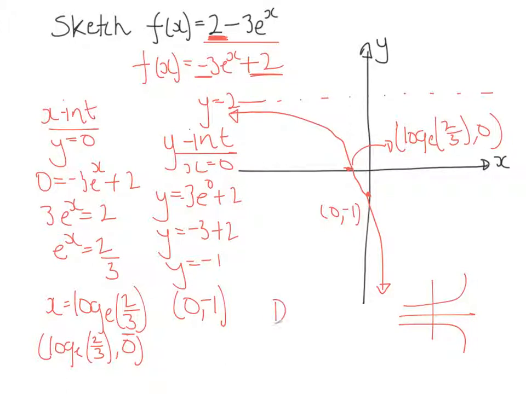Now, our domain and range, well, let's see. The domain will be all real numbers, and the range will be from negative infinity up to, but not including, 2. Alrighty, let's try one more.